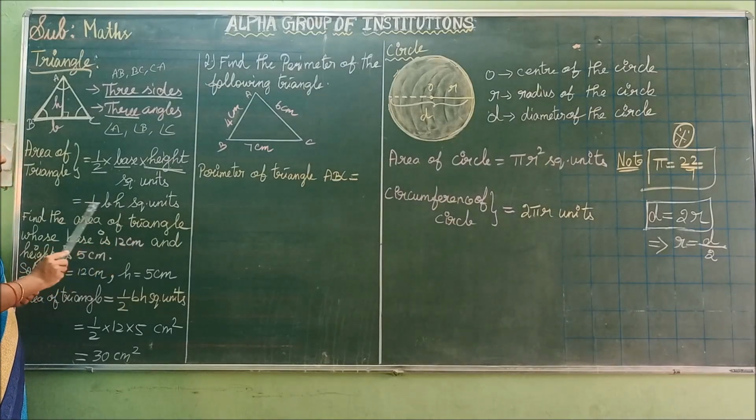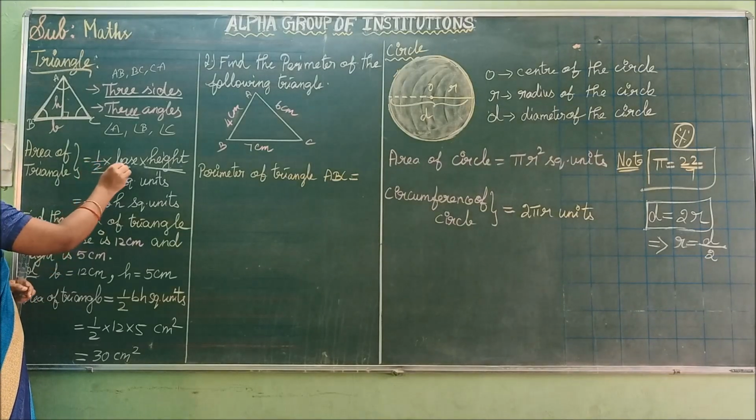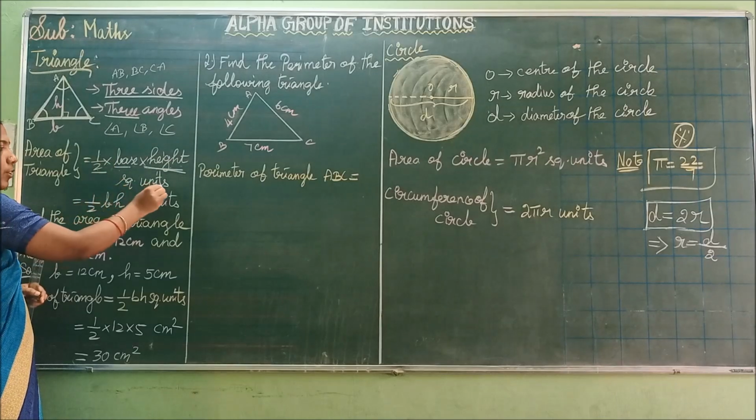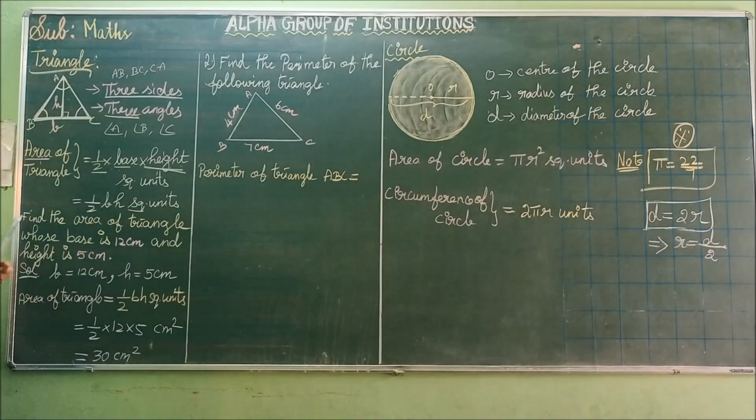So what is the operation between the half, B and H? Multiplication. So the real meaning of this formula is 1 by 2 into base into height square units. I have already told you, area means you must write square units. So area of triangle is half BH square units. You must multiply the value of base and the height, you get one answer, and you have to divide that answer by 2.